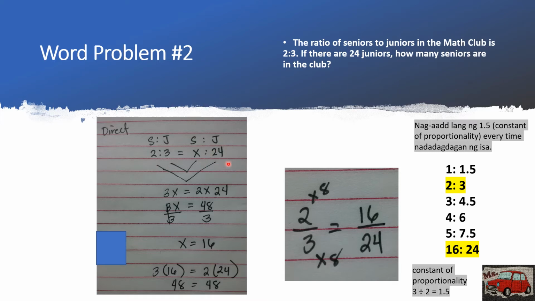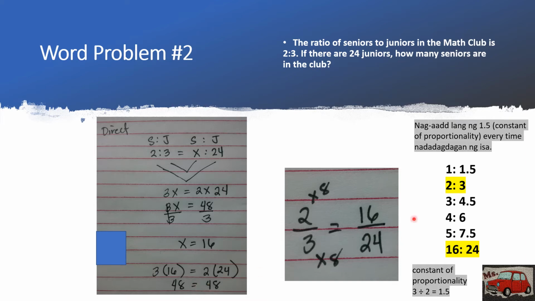Okay? Kung 24 na yung junior, 16 na yung bilang ng seniors, kung ang ratio nila is 2 is to 3. Alright? So, to check that, let's put the 16 dun sa value ng x. So, 3 times x, so that is 3 times 16, that's 48. 2 times 24, that's 48. So, equal sila, so it means proportion sila.